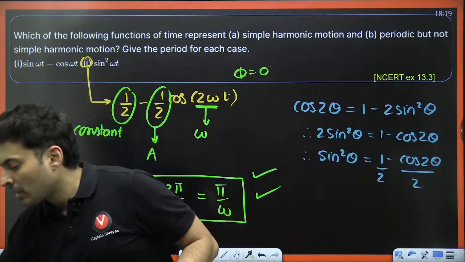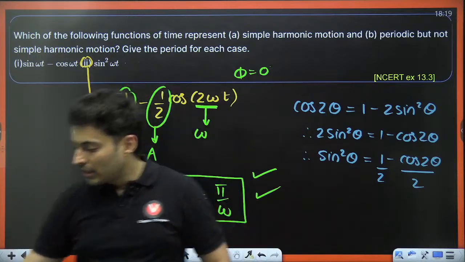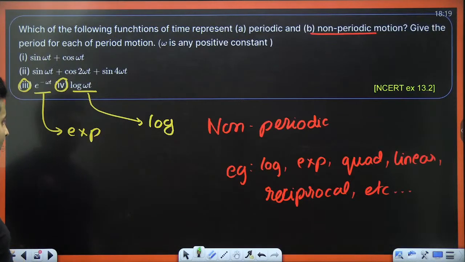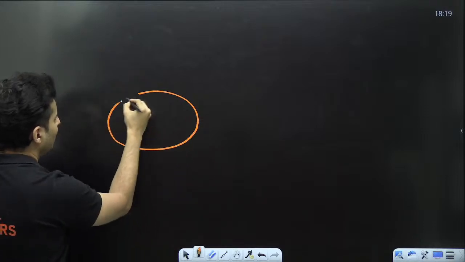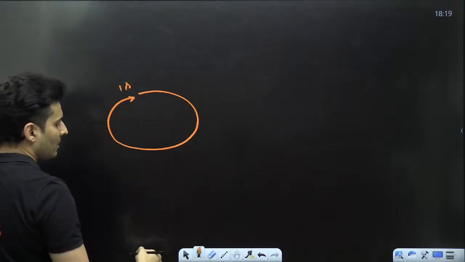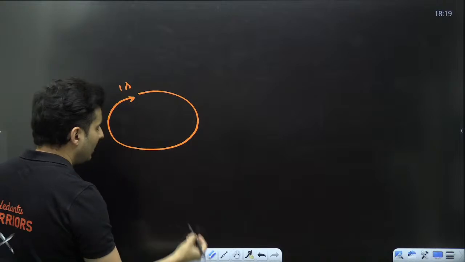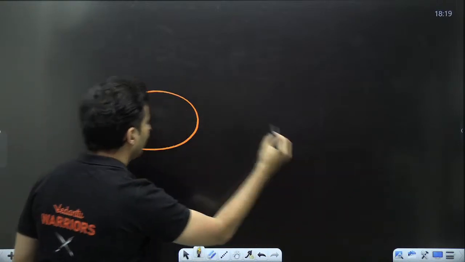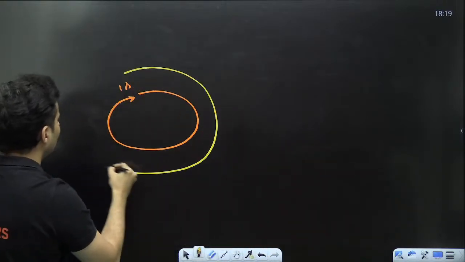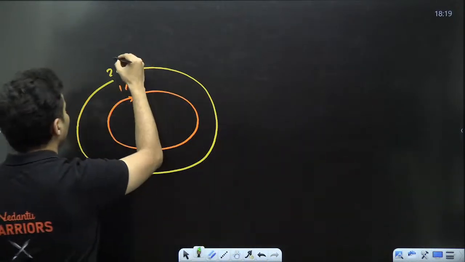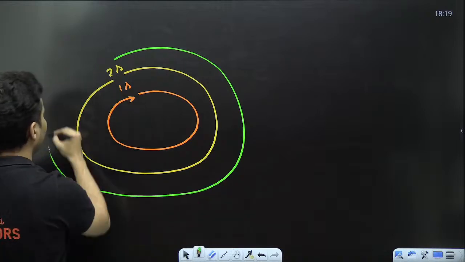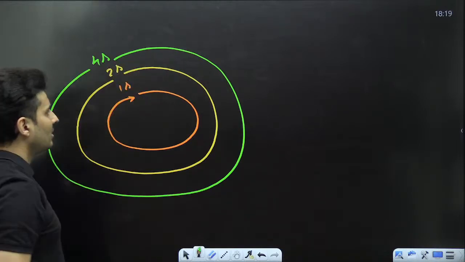Think of it this way. There is a ground. Best example is think of a ground. One person is very fast and he completes the round in 1 second. Another person is there. He completes the round, but he takes 2 seconds. Another person is there. He completes the round slowly in 4 seconds.